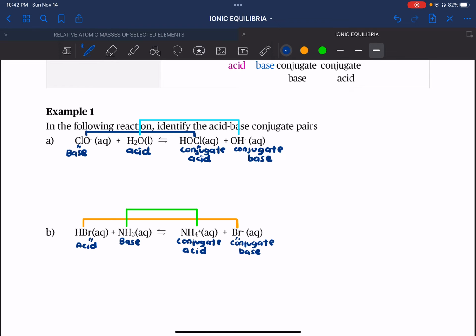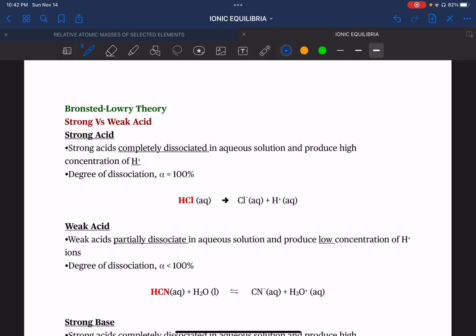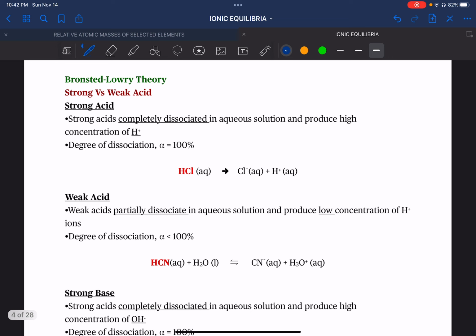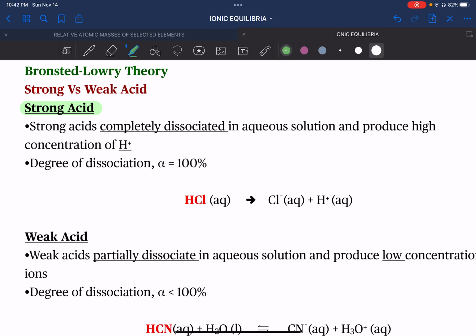Okay, now let's move on. Okay, so as I told you before, kita akan berfokus pada Bronsted-Lowry theory. So, cuba kita tengok what is strong acid. Okay, strong acid bermaksud it completely dissociate in aqueous solution and produce high concentration of H+. Okay, so basically strong acid adalah acid yang akan bercerai sepenuhnya and produce high concentration of proton. So, for strong acid, degree of dissociation dia adalah 100%.